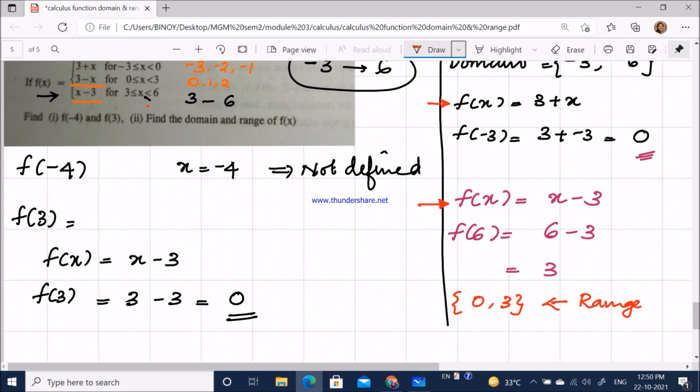In the next class we will deal with the graph of a function.